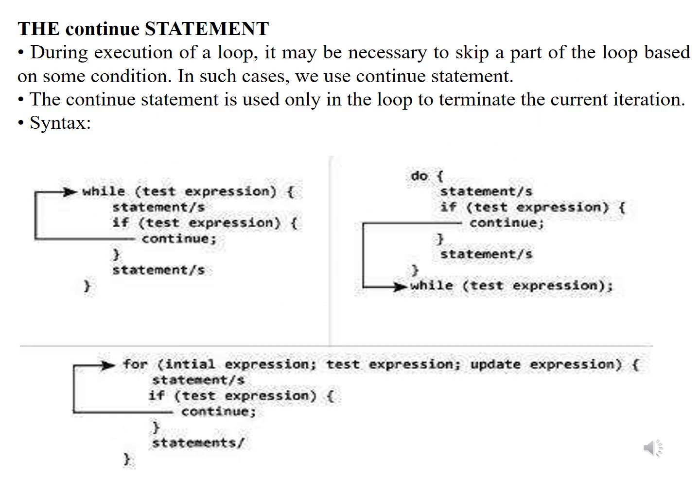The continue statement is also similar to break, but it does not terminate the loop. During execution of a loop, it may be necessary to skip a part of the loop based on some condition. In such cases, we use the continue statement. The continue statement is used only in loops to terminate the current iteration. Break is used in a switch as well as looping statements, but continue is used only in looping statements. In all three looping statements, it can be used.